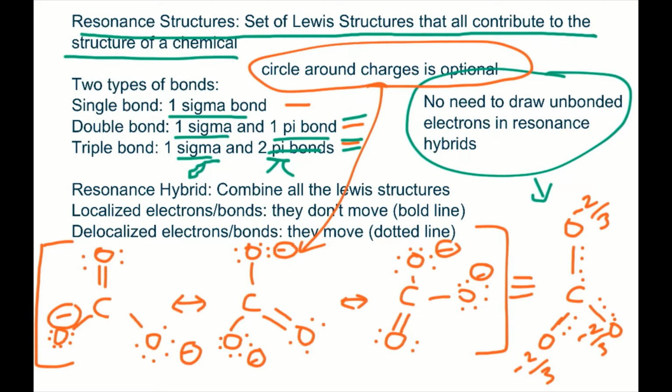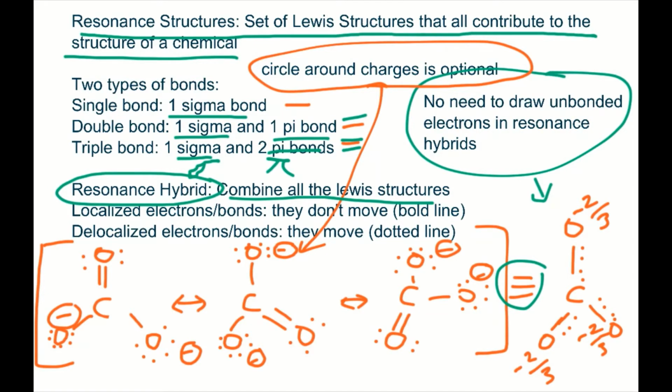So by combining all the Lewis structures, you get something called a resonance hybrid. As an example, I drew out the three resonance structures for carbonate, and I combined them by putting everything in brackets, of course, and putting this triple bar. And this triple bar is like an equal sign, but it's more like an equivalence sign. It's like an equal sign, but instead of for numbers, it's for structures.